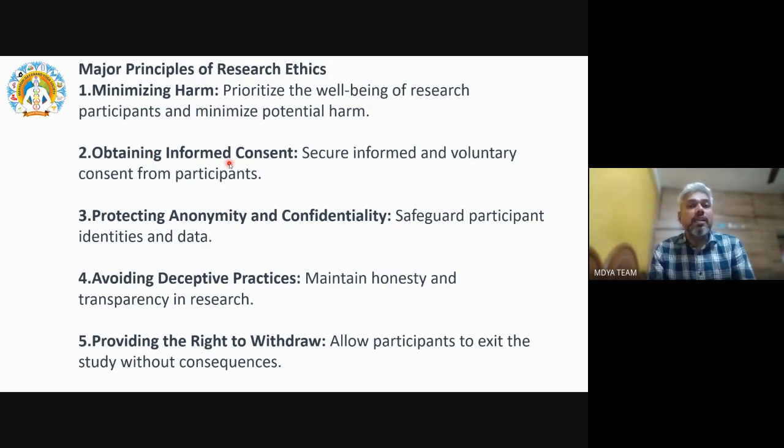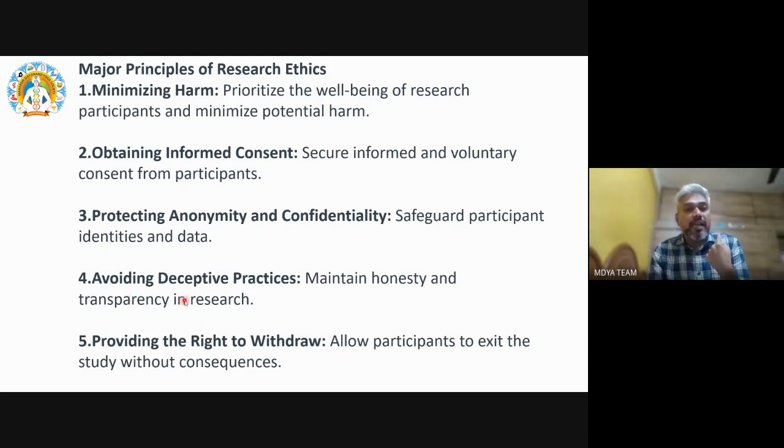Second is obtaining informed consent. When you select your samples and choose your participants, you should always obtain informed consent from them, right? Third is protecting anonymity and confidentiality. It is very important that you always keep the data of your participants confidential, right?